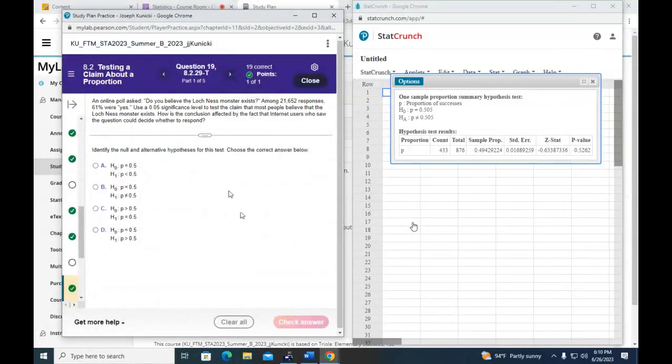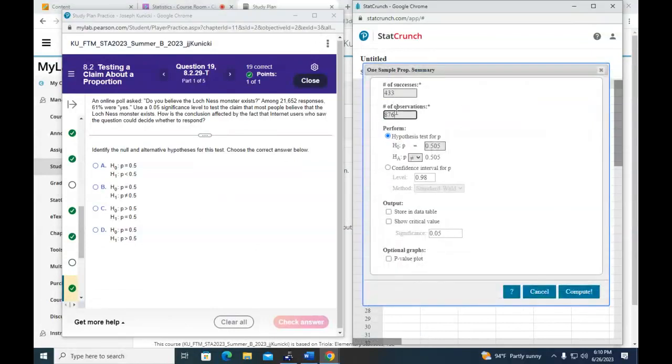All right. An online poll asked, do you believe the Loch Ness Monster exists? So this is once again a pretty big number, 21,652. And 61% said yes. So what I'll do is 0.61 times 21,652. And the claim is what? The claim is that most people believe. So the alternative is greater than 50%. If most people believe in it, it's greater than 50%. Right. So that'll be D.